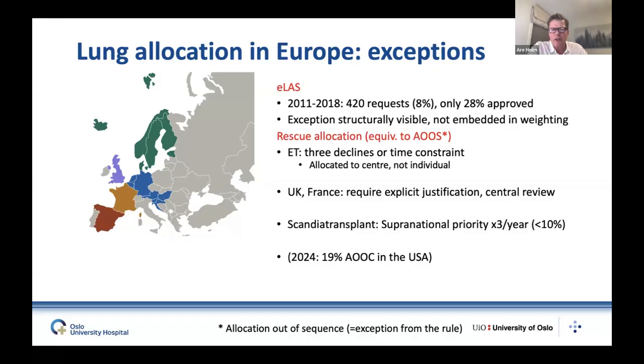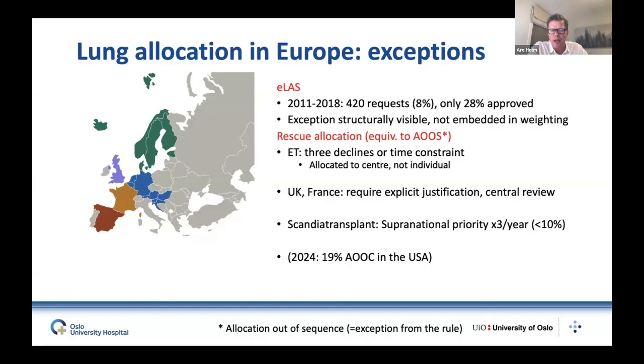And then you have another phenomenon. It's the rescue allocation in Eurotransplant. I think you might say it's equivalent to the AOOS. It's defined as having 3 declines or having a particular time constraint in the allocation. Then the organ is allocated to a specific center, not an individual. In the UK and France, if you want to have a special priority, this would require explicit justification and a central review.